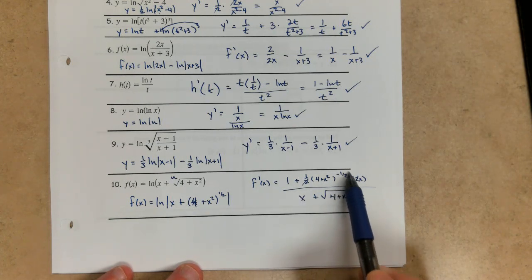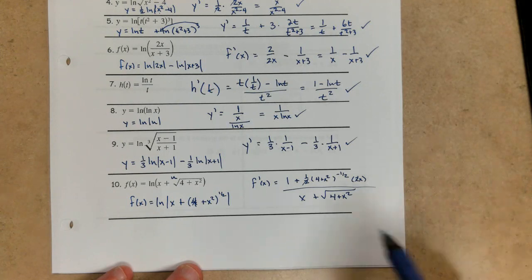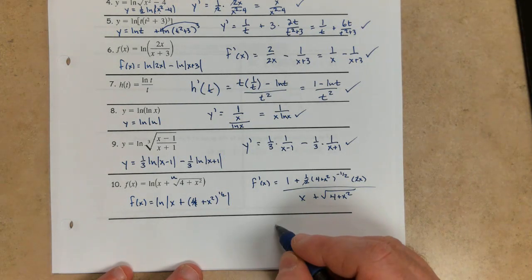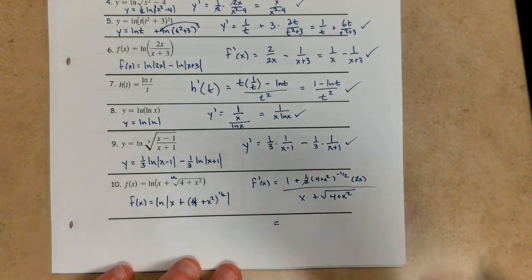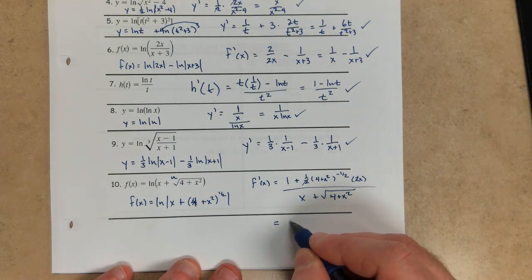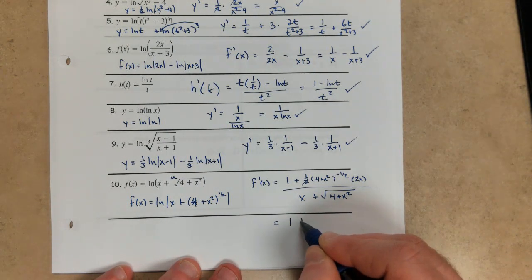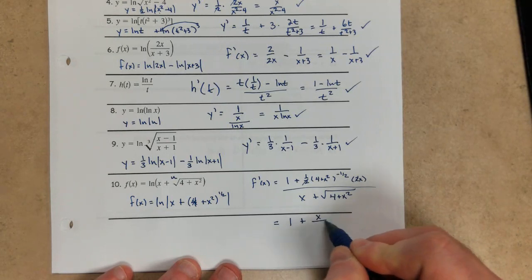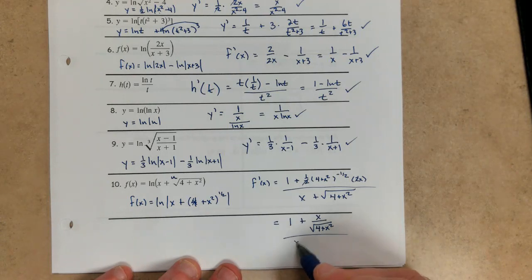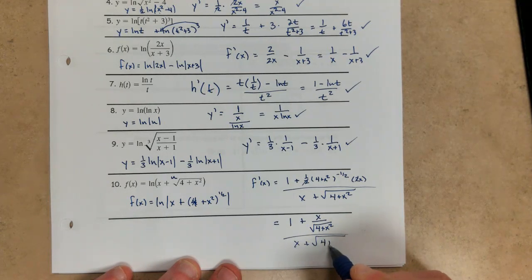We don't really like negative exponents here, so that's why we try and take care of it when we can. Is it that big of a deal? Not really, but we just got to make sure that if this were a multiple choice question, we can go ahead and match up whatever we got there. So I'm going to make this 1 plus x over the square root of 4 plus x squared, and then that's all over x plus the square root of 4 plus x squared.